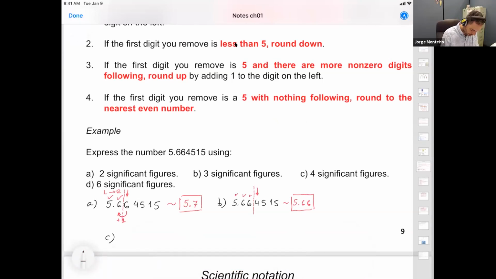For C, we need to express with 4 sig figs. 5.664515. 1, 2, 3, and 4. Look at the digit right after the chop. That's 5. So when you have 5, you are going to look at what's next to the 5. If you have non-zero digits after the 5, then that means you are going to add 1 unit to the left. And therefore, your result is going to be 5.665.